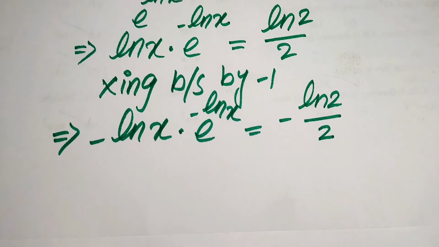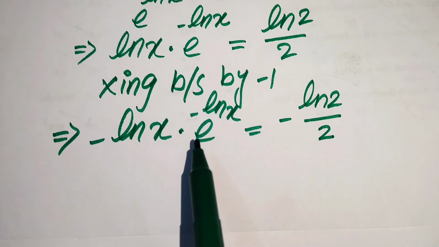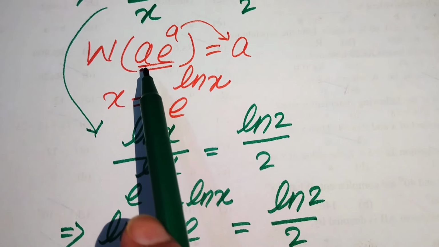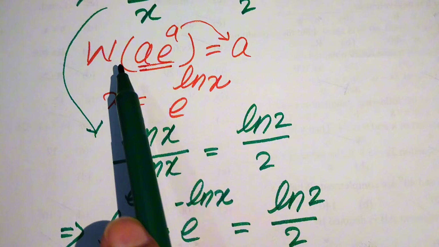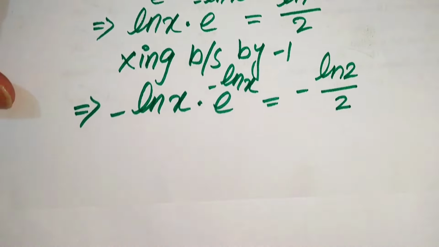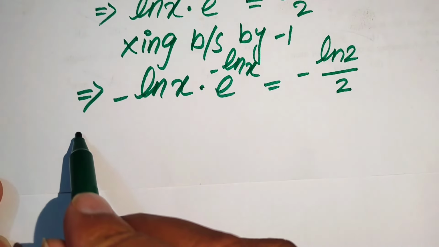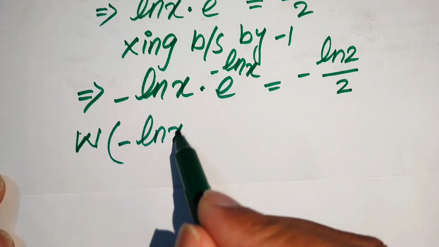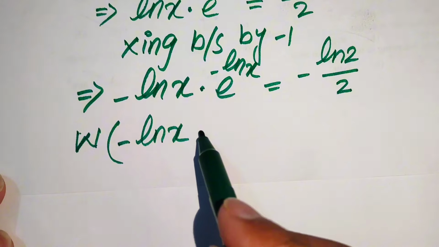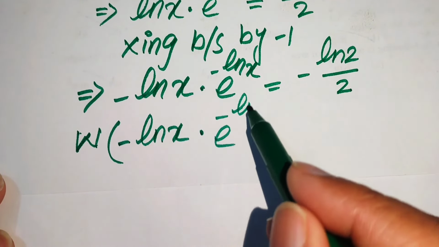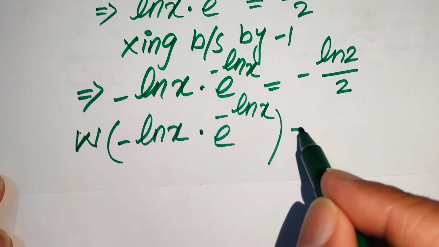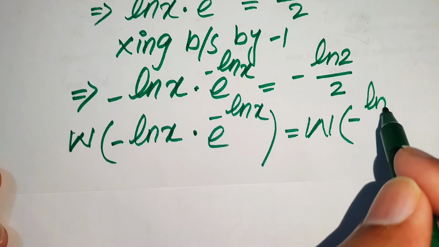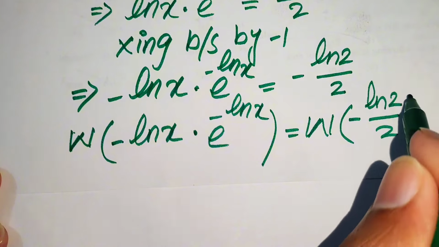After that you see here we have made the condition of the Lambert W function, so now we are ready to apply this Lambert W function on both of the sides. So here we just take this W function on both of the sides, and it is written as W of minus log x into e to the power of minus log x equals W of minus log 2 divided by 2.